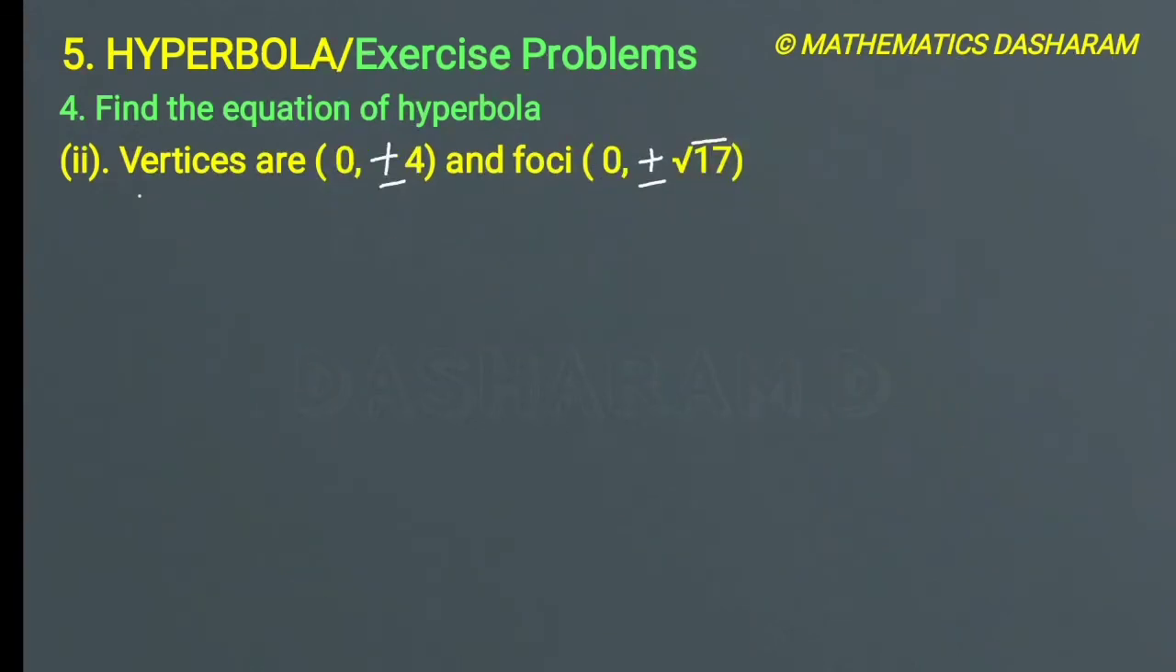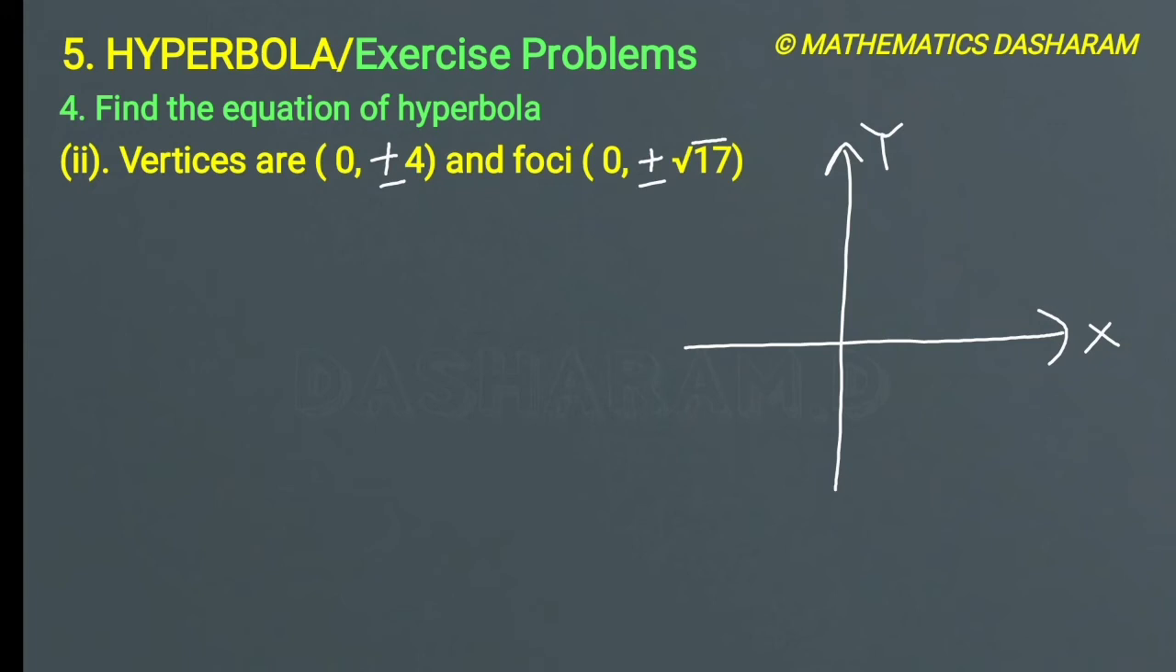Second question, vertices are 0 comma plus or minus 4 and foci 0 comma plus or minus under root 17. This is the x-axis, this is the y-axis. So here vertices are, one is 0 comma plus 4, another one is 0 comma minus 4.